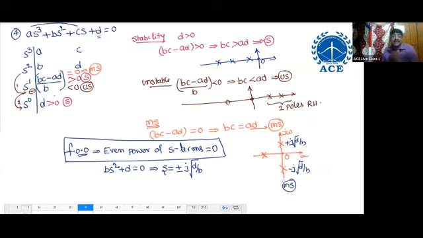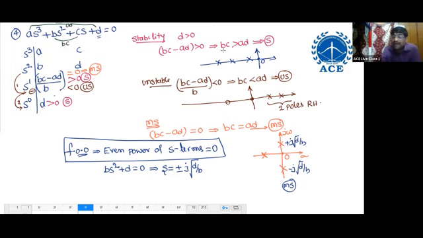Simply, what is BC here? What is BC? What is AD? Listen here carefully. BC is the internal product. AD is the external product. BC is internal, AD is the external product.